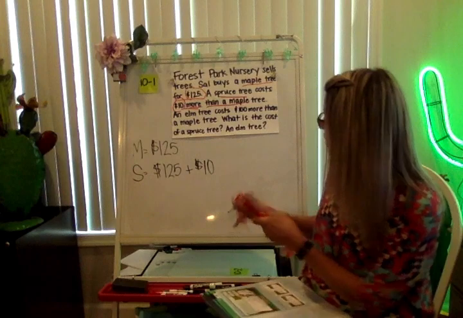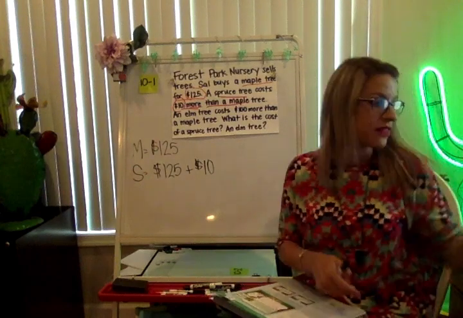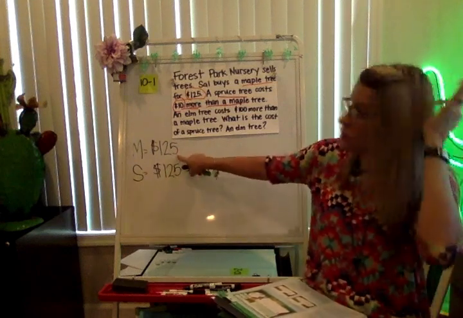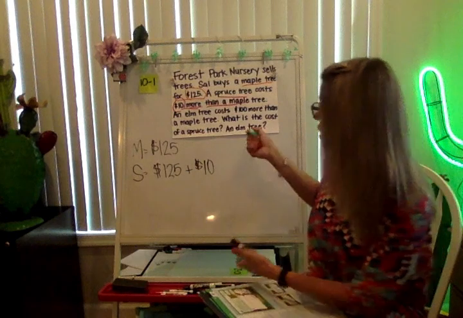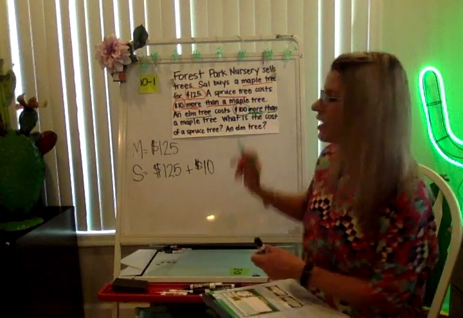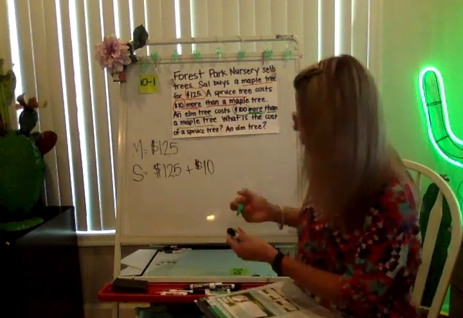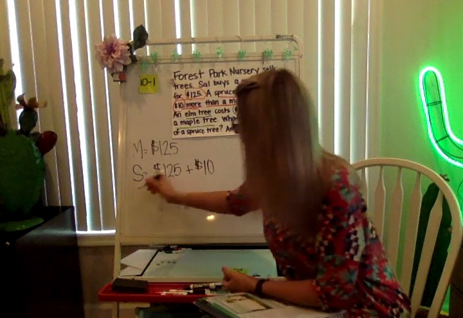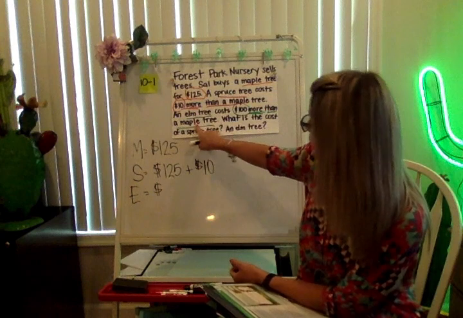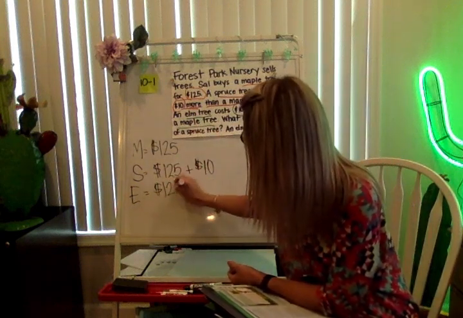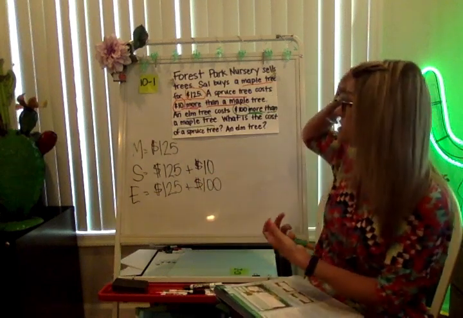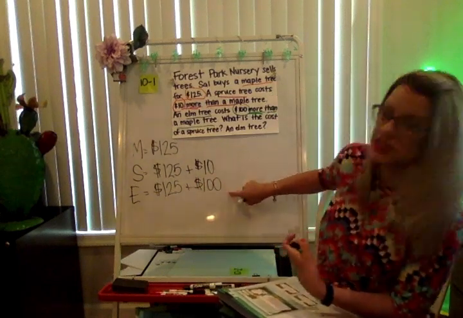The last thing that we know is that there's an elm tree. The elm tree costs $100 more than the maple tree. We still know that that maple tree costs $125. So, elm tree, you cost $100 more than, and that's a comparison word, the maple tree. So, I'm going to do an E for my elm, and I am the maple tree cost, which is $125, and I'm adding $100 to that. What is the cost of the spruce tree? What is the cost of the elm tree?